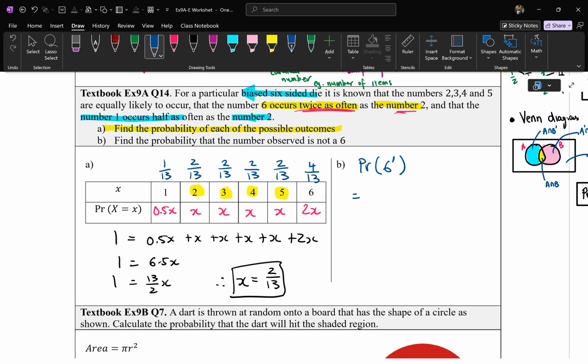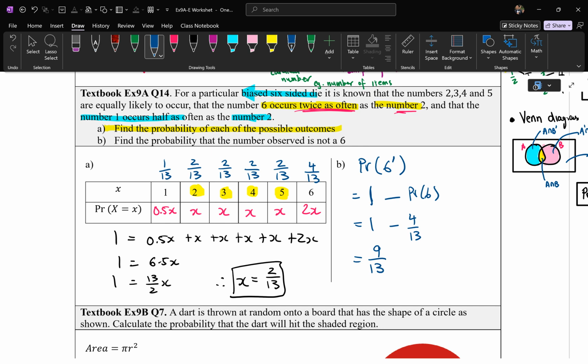You can either add probability of 1 plus probability of 2 plus probability of 3 plus 4 plus 5. That's the chance of not getting a 6. Or the quicker way, since the total has to add up to 1, just minus the probability of actually getting a 6. 1 minus probability of getting a 6, which is 4 out of 13. So how many chances do you have? 13 out of 13, take away 4. 9/13. So it's up to you.